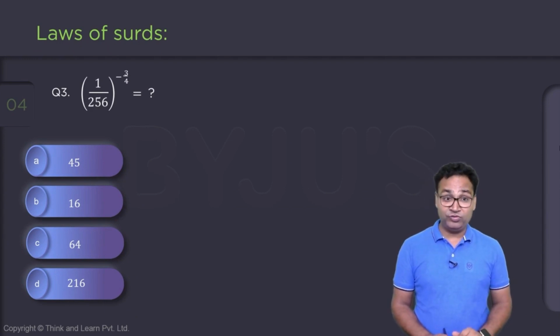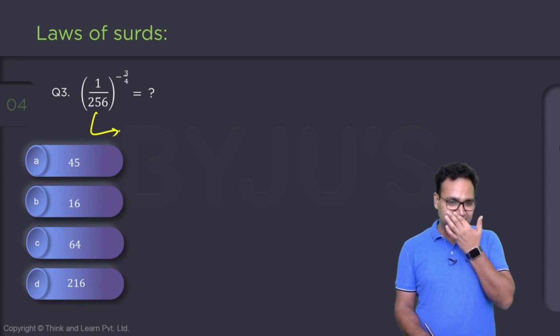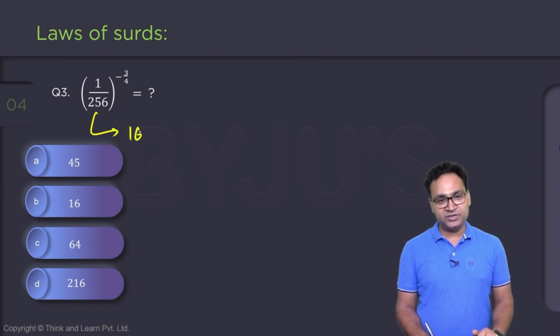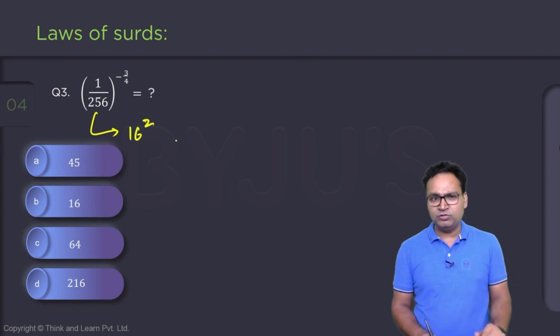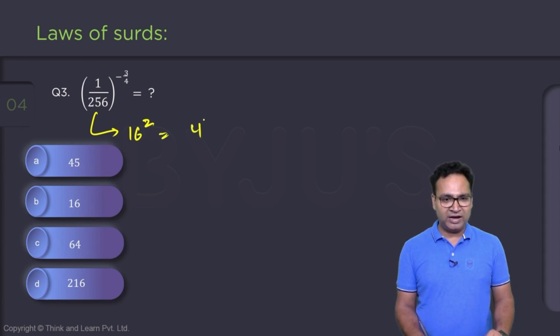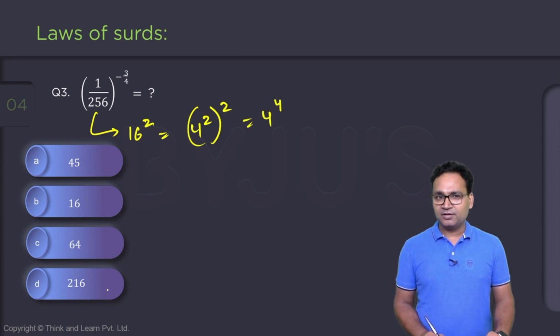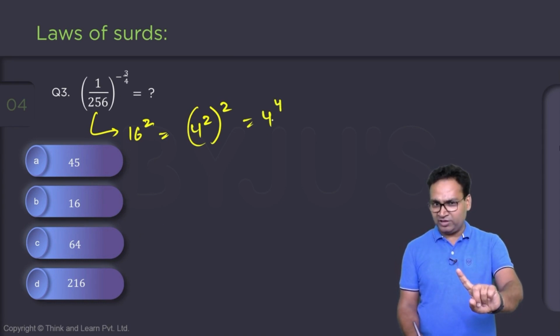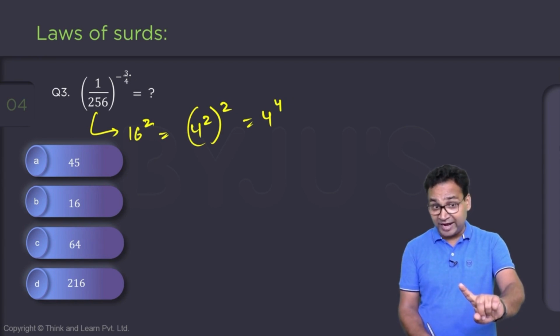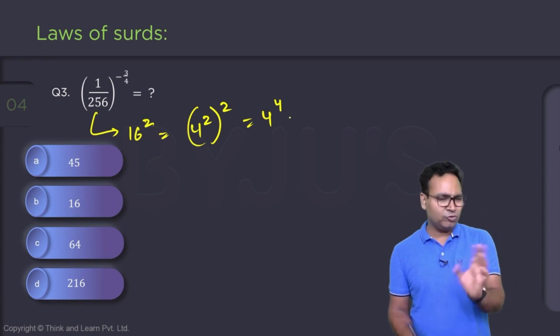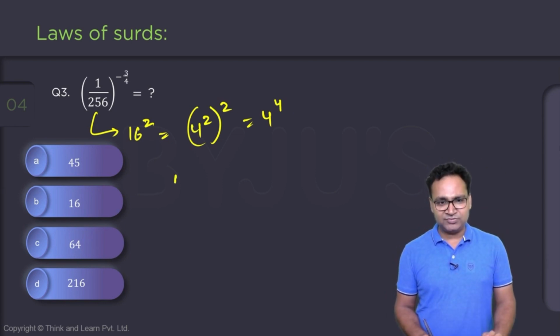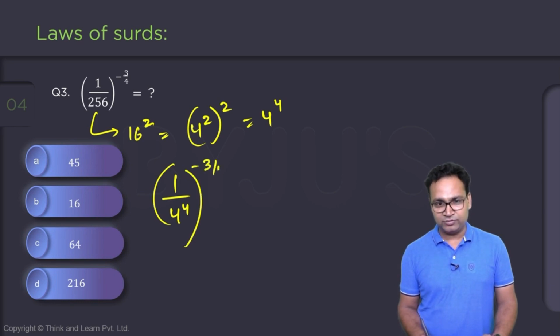This 256, how to handle this? Do you know the power of 2? When you look at this 256, maybe I can recall it is 16 square. Let's say I do not know the power of 2; I can say 16 is 4 power 2, whole power 2. So it is 4 power 4. And I'm stopping myself here only because I can see the denominator of this fractional power is 4 and this 4 and 4 will cancel. So I'm writing this as 1 upon 4 power 4, whole power minus 3 by 4.